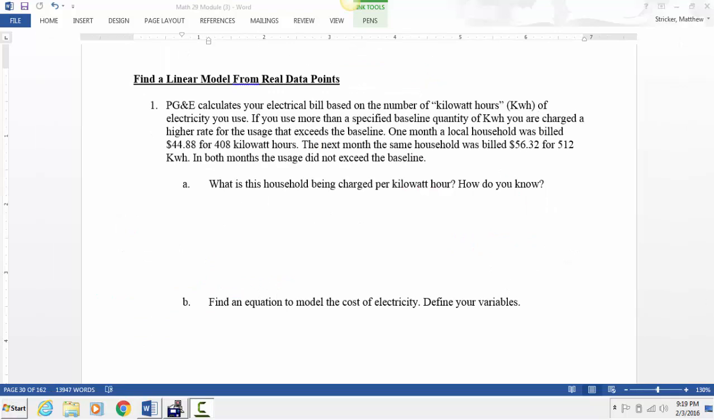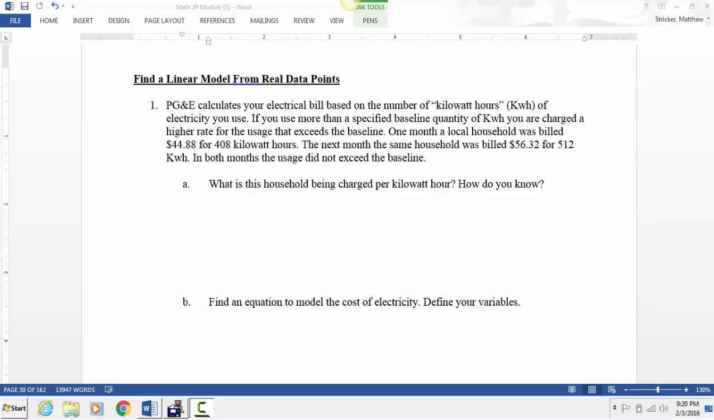So now we've learned how to write linear equations knowing certain information, and especially we just learned how to write linear equations if we know 2 points on a line. So now let's see how we can do that, find a linear model, if we have some real-world data points. So we have an example here. We all know PG&E. PG&E calculates your electrical bill based on the number of kilowatt hours of electricity you use. If you use more than a specified baseline quantity of kilowatt hours, you are charged a higher rate for the usage that exceeds the baseline.